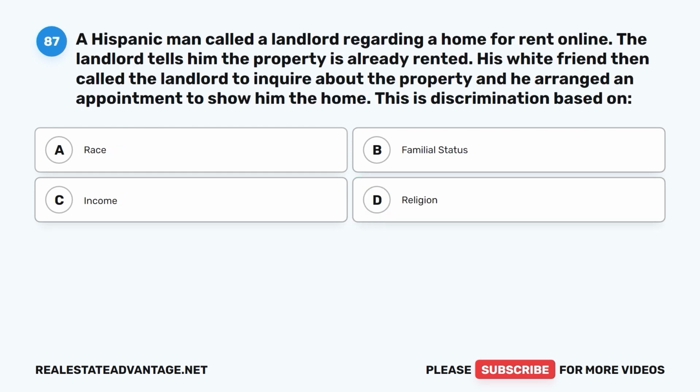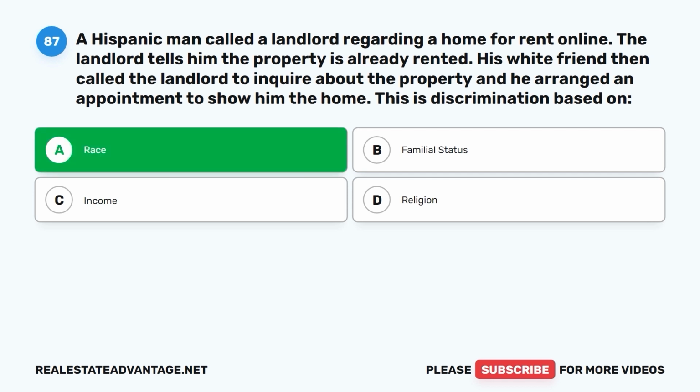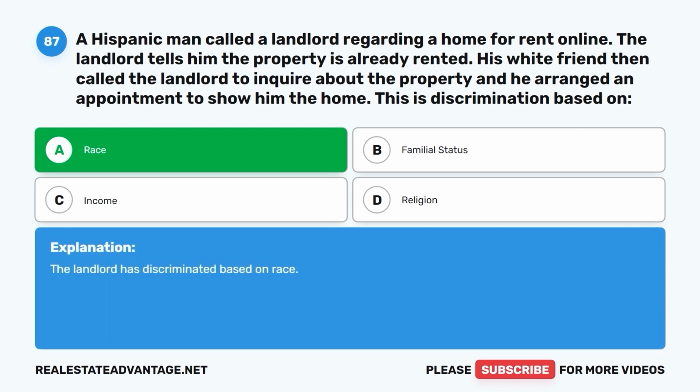Question 87. A Hispanic man called a landlord regarding a home for rent online. The landlord tells him the property is already rented. His white friend then called the landlord to inquire about the property, and he arranged an appointment to show him the home. This is discrimination based on A. Race, B. familial status, C. income, D. religion. The correct answer is A. Race. The landlord has discriminated based on race.